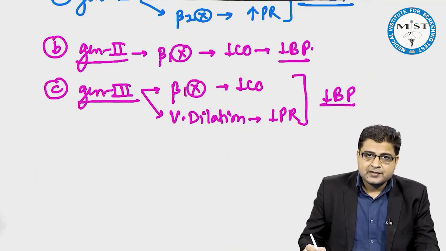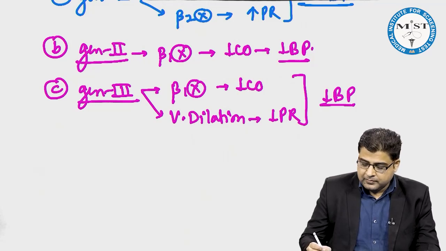So generation 1 medicines are less commonly used. Generation 2 and 3 medicines are commonly used for the treatment of hypertension. Now, if we talk about specific examples, please remember one drug. The name is labetalol.